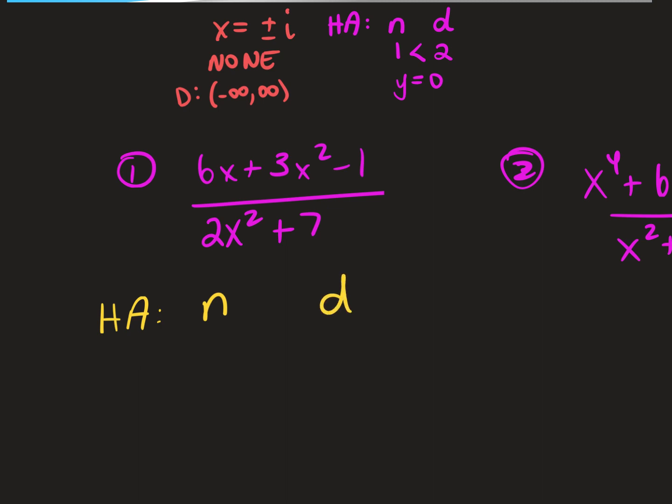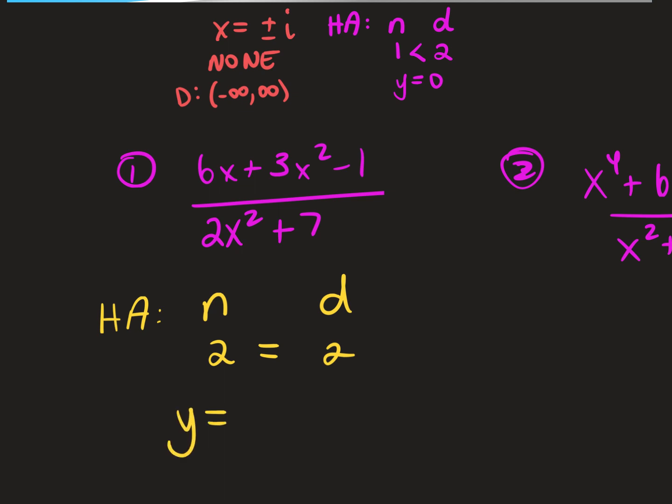What is the degree of the numerator? 2. Is it the first term? No. If you don't rewrite it in standard form, just make sure you look for the highest exponent. So I have a 2 in the numerator. What's your degree of the denominator? 2. When those two things are equal to each other, how do you find the asymptote?